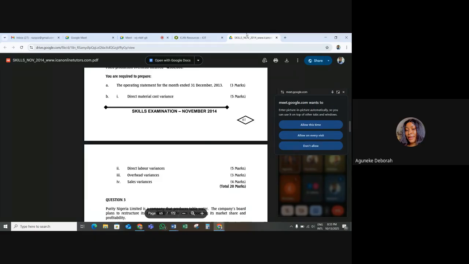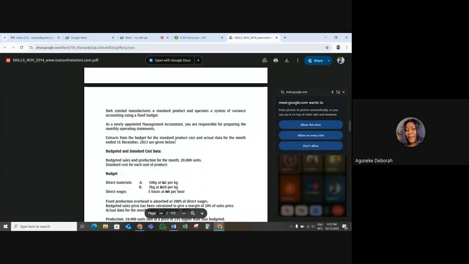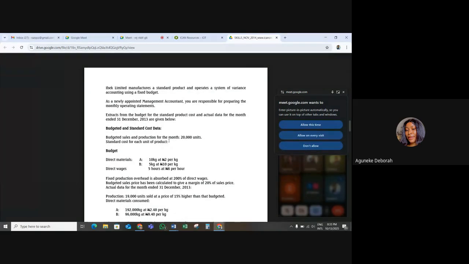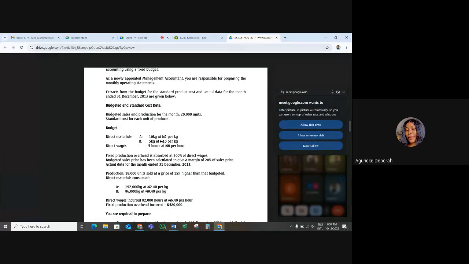The question proper. Ibex Limited manufactures a standard product and operates a system of variance accounting using a fixed budget. As a newly appointed management accountant, you are responsible for preparing the monthly operating statement. Extract from the budget for the statement for the standard product cost, and actual data for the month ended 31st December 2013 are given below. Budgeted and standard cost data. Budgeted sales and production for the month 20,000 units. Standard cost for each unit of product. We have the budgeted direct material A and B. We assume all figures are correct. Fixed production overhead is absorbed at 200% of direct wages. Budgeted sales price has been calculated to give a margin of 20% of sales price.